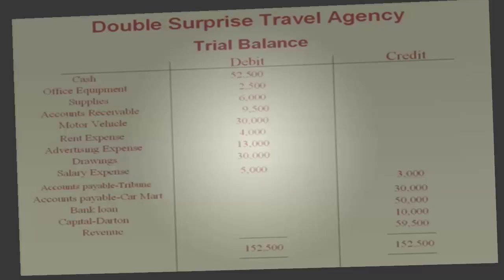Now from the trial balance, you do an income statement, statement of owner's equity, and balance sheet. And we already did that. But the most important is that the trial balance should balance. Once it balances, then you can proceed.